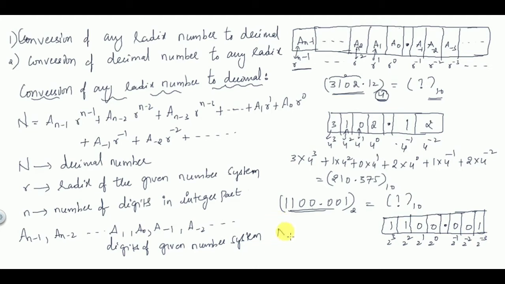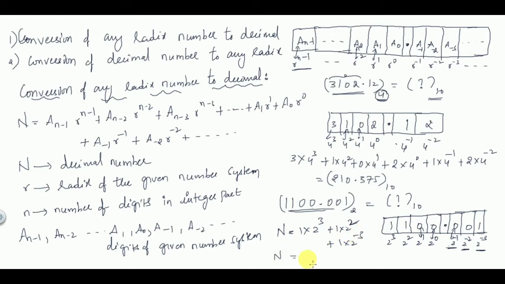So the required decimal number n is given by, so even if you multiply with 0, there is no value here. So 0 into 2 power 1 is 0, 0 into 2 power 0 is 0. So I am taking only these values, 1 into 2 power 3 plus 1 into 2 power 2, on the integer part. And on the fractional part, 0 into 2 power minus 1 becomes 0, 0 into 2 power minus 2 also becomes 0. So what is left over is 1 into 2 power minus 3.